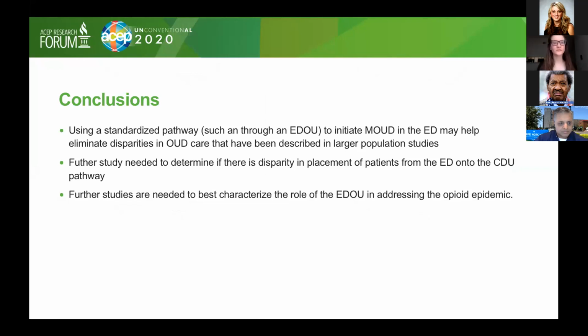So although the study was small at this point, it does suggest some promising data that standardizing an observation unit pathway can help to lessen some of the discrepancies we see in referral to medically assisted treatment for both women and people of color. Obviously, further research is going to be needed to determine how this holds in different populations, different emergency departments, and then to further characterize the role of observation units in addressing the opioid epidemic.